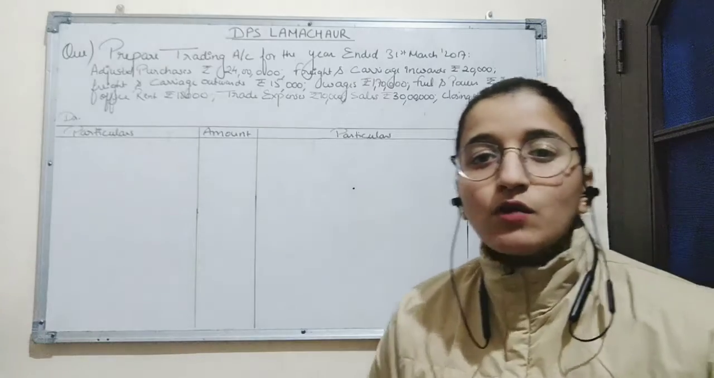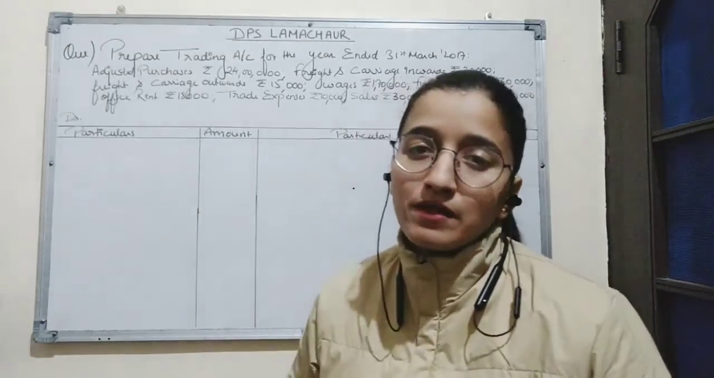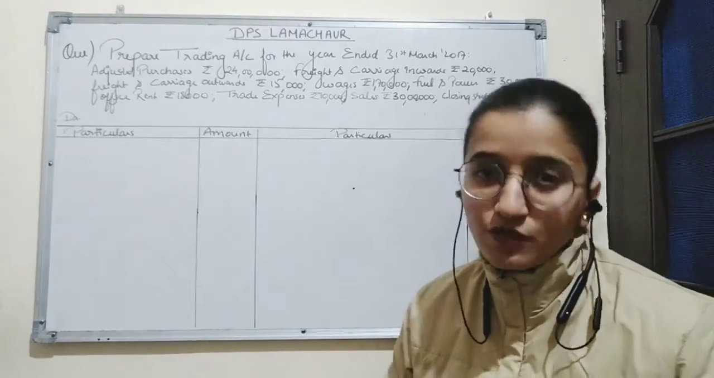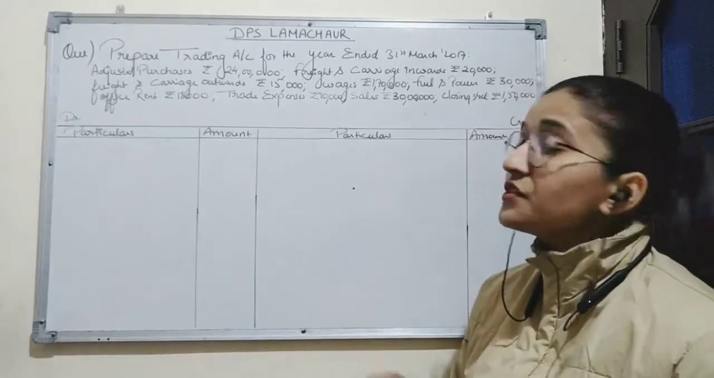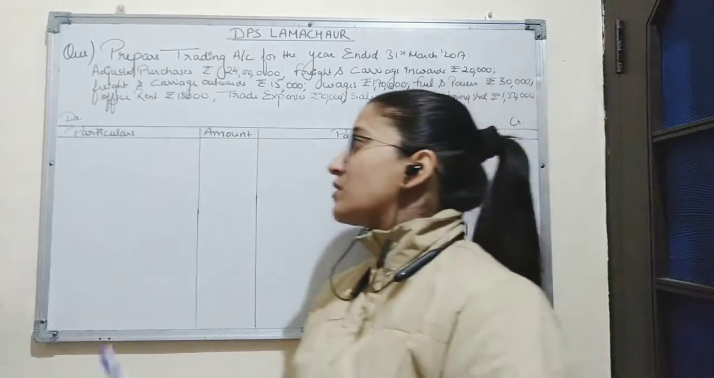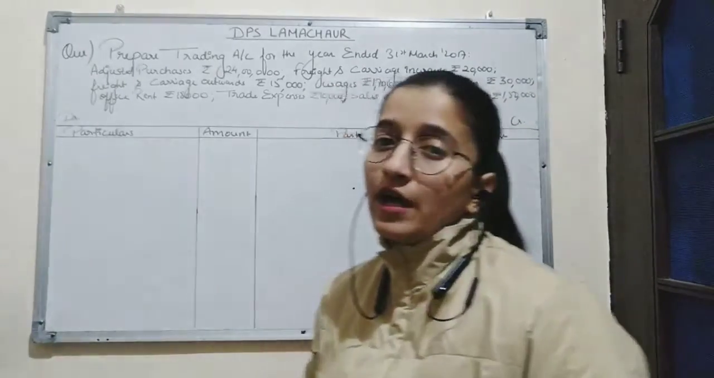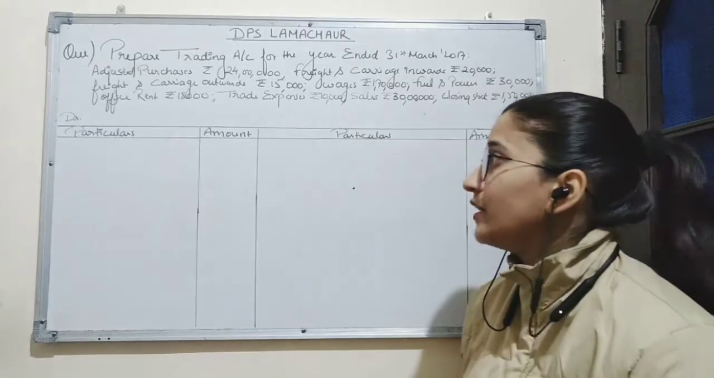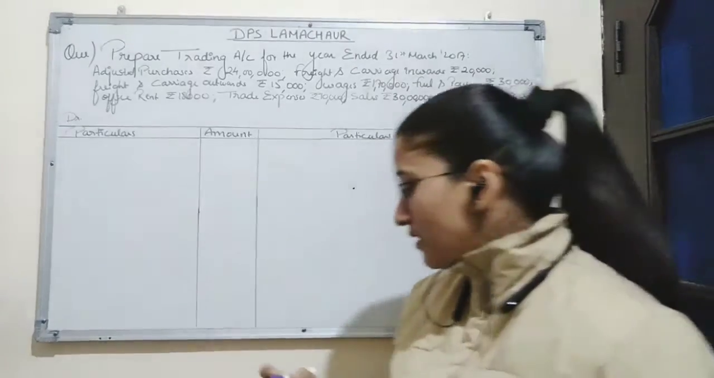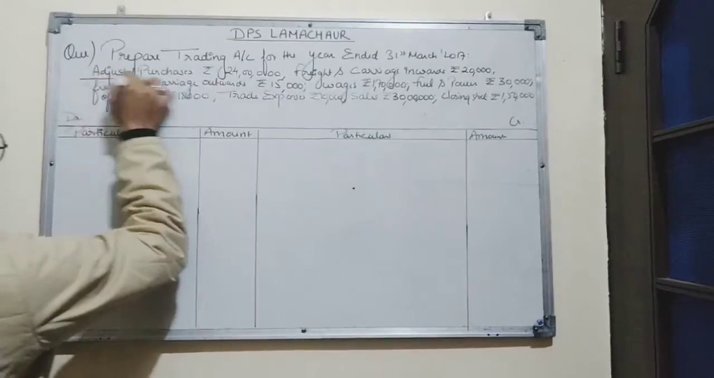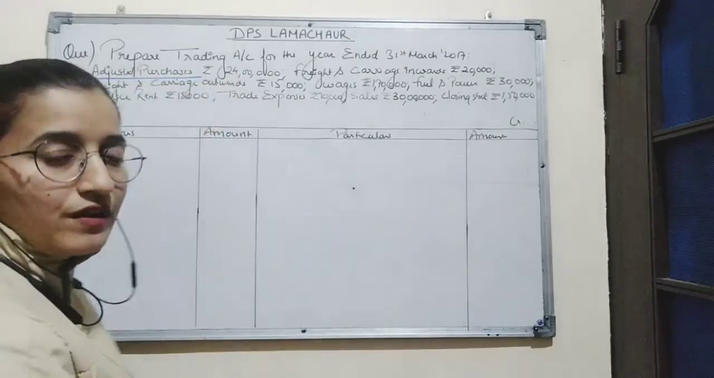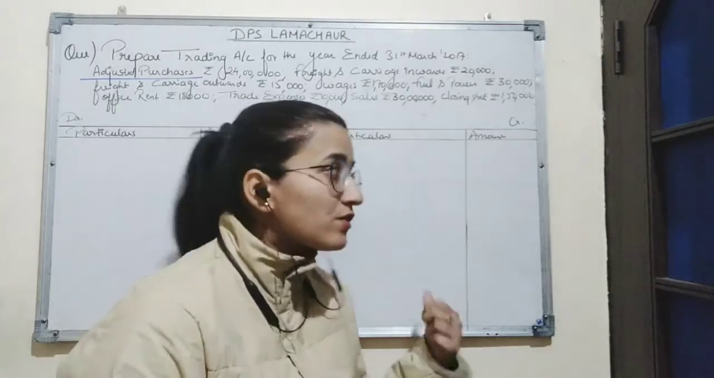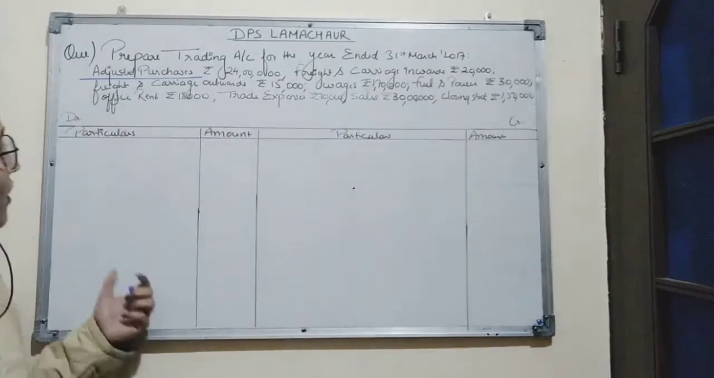We know trading account is prepared where all the expenses and incomes relating to the purchases of goods and manufacturing of goods are recorded. As it is a nominal account, so all the expenses will be recorded on debit side and all the incomes and gains will be recorded on credit side. So here there is a term adjusted purchases. In the previous lecture we have learned about some formulas. Based on that formula we'll solve this question.